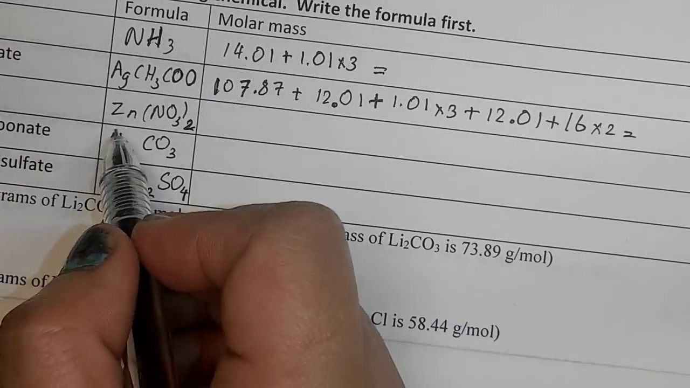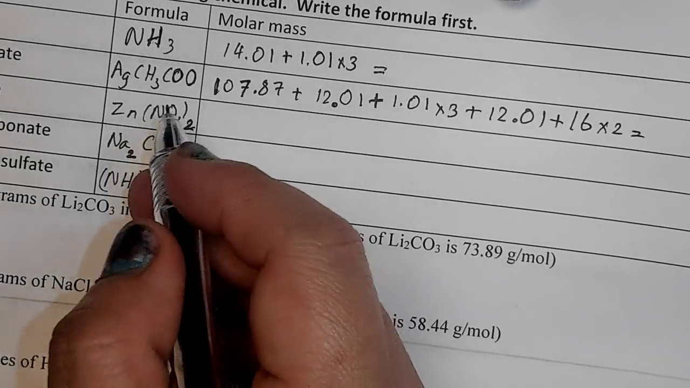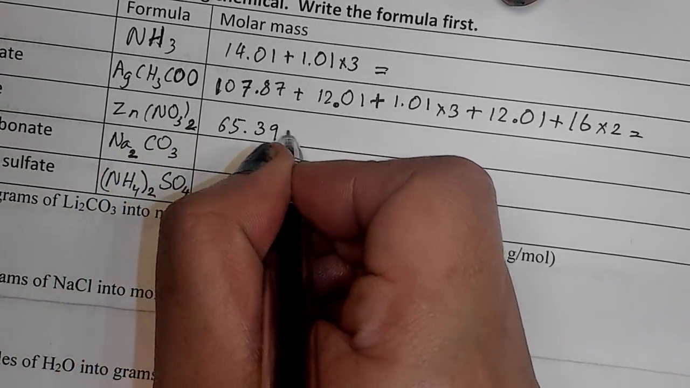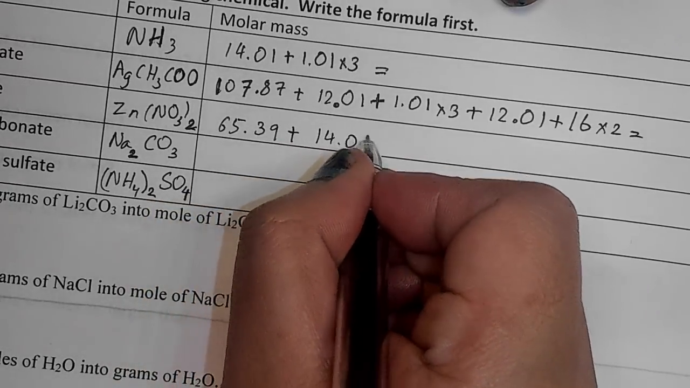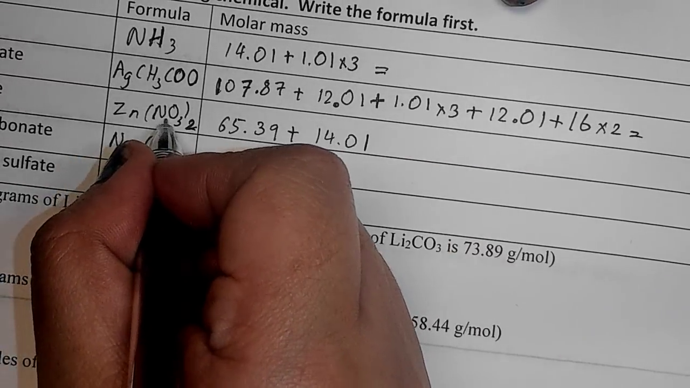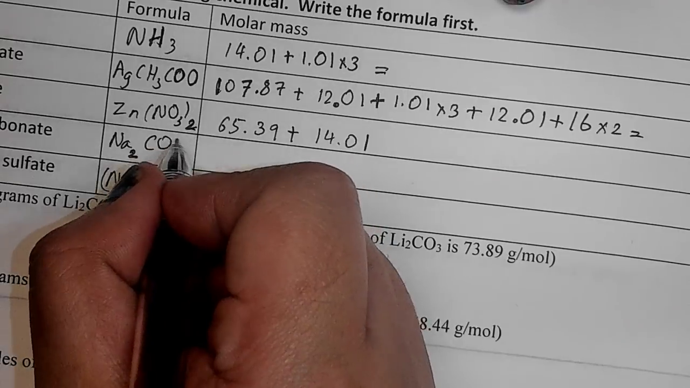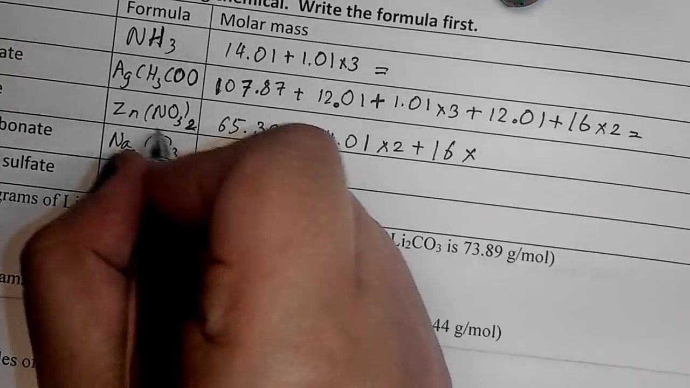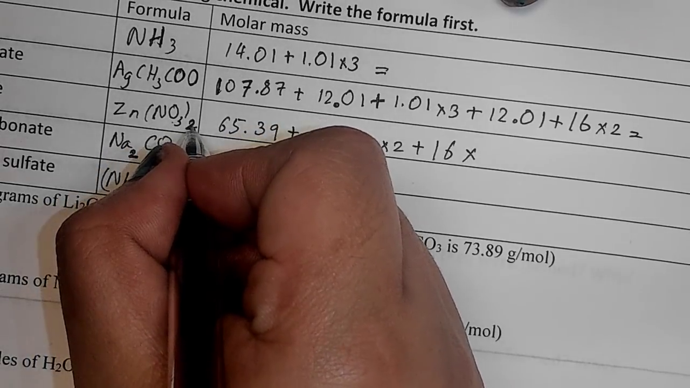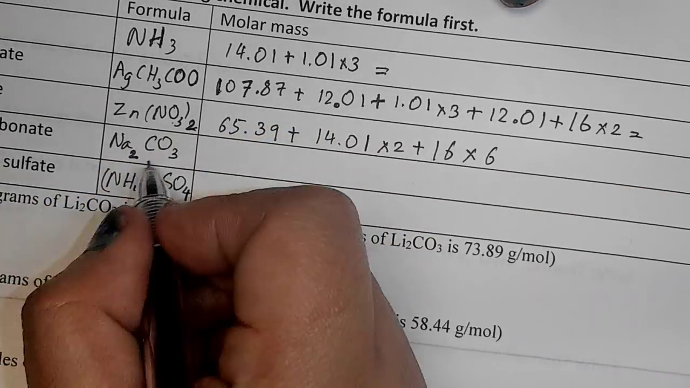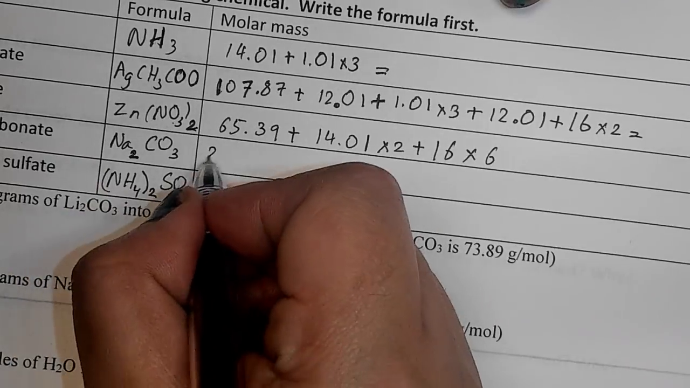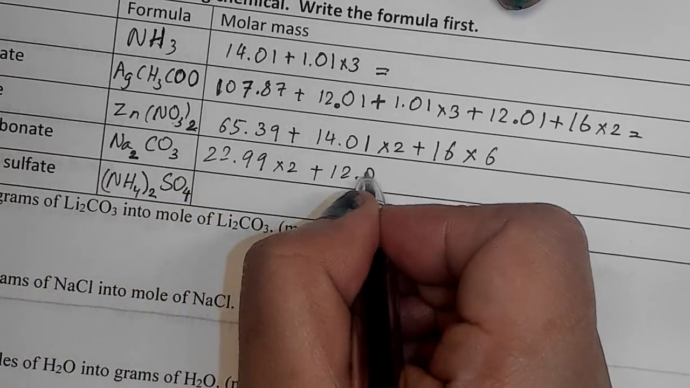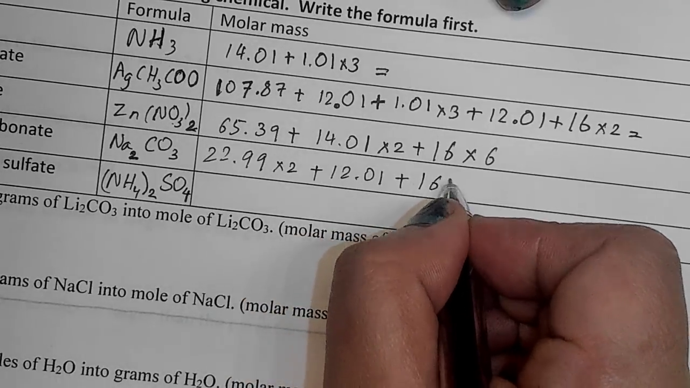Okay, I'm just going to continue. Zinc is 65.39 plus N is 14.01. This time, remember, this N is only 1, but it's actually times 2 because of the parenthesis. Okay, O is 16 times 3 times 2, which means 6, basically. All right, Na 22.99 times 2 plus C 12.01 plus 16 times 3.